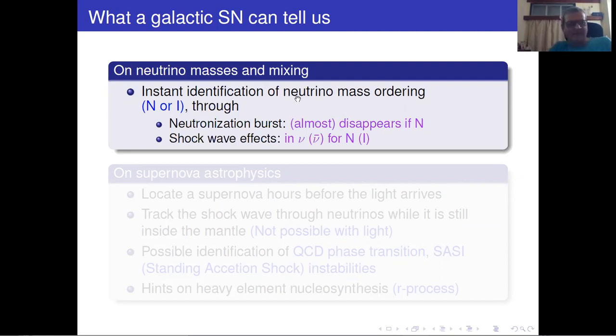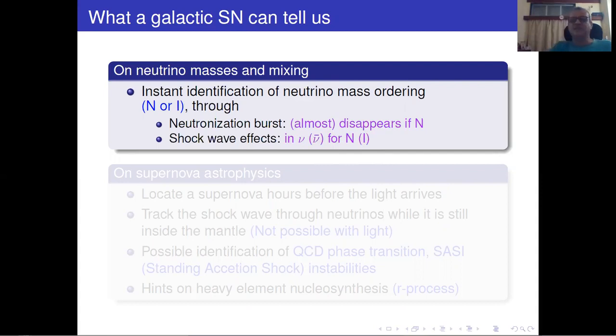The first thing that will happen is that we instantly identify the neutrino mass order. It turns out that the neutronization burst that I told you about earlier, which happens in the first maybe 10 milliseconds, almost disappears if the hierarchy ordering is normal, and 30% of it stays if it is inverted. So it's as if within 10 milliseconds, you know the answer to the mass order. You can also observe shockwave effects. If you observe shockwave effects in neutrinos, that will tell you the ordering is normal. If you observe them in anti-neutrinos, the ordering is going to be inverted. But again, this is about learning about neutrinos.